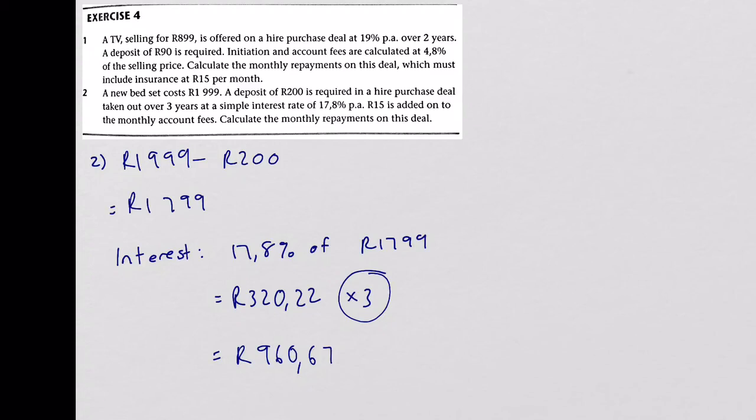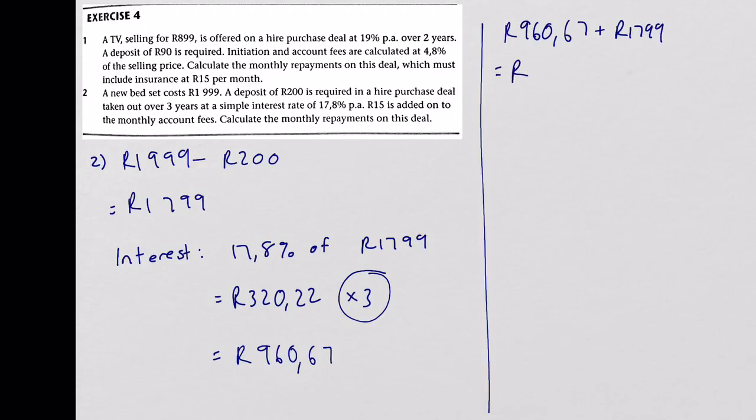Right, the next thing we do is add that 960 Rand 67 cents, which is interest, to the initial loan amount, which is 1,799. And that gives us 2,759 Rand 67 cents. Now they've asked for the monthly payment, so we've got to divide this by 36 and then add 15, because remember there's a 15 Rand charge which we assume is for insurance or whatever, and that gives us a total of 91 Rand and 66 cents.